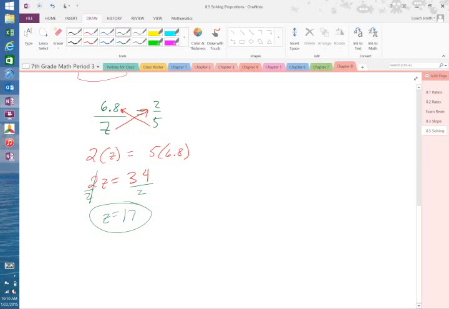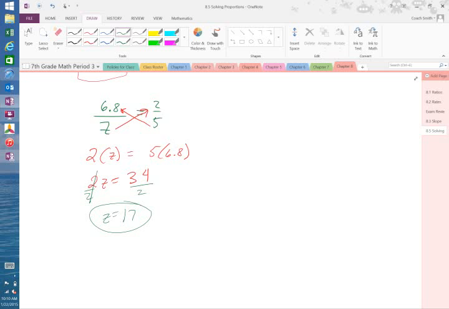Okay? Cross multiplication always works. Every single proportion, providing that you do the math properly. Now, if you take 5 times 6.8 and you say it's 340 or 3.4 or something like that, then yeah, you're going to miss it. Okay? The math still has to be done by your brain, but the process of cross multiplication always works.